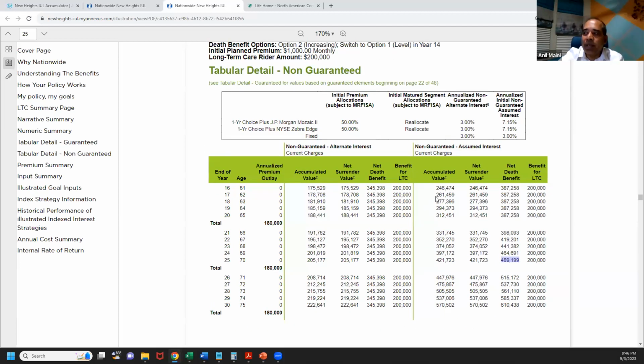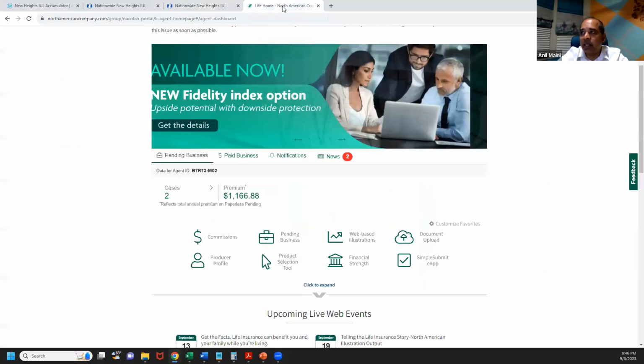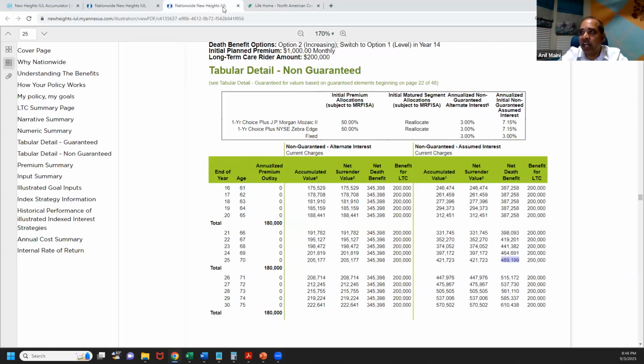Okay. So what I mean is the accumulation value growth is really good with Nationwide. If I compare it with North American, it will be less. It will not be that attractive because North American's illustrative rate itself is about 6.15 something. Here we got 7.15, right? But your real numbers, as we have discussed, even in the worst case scenario, will be much better.